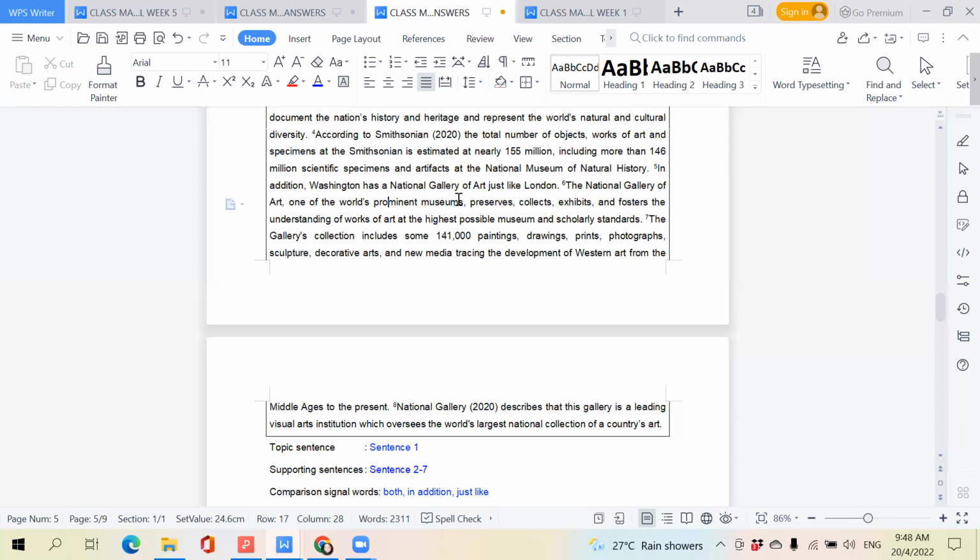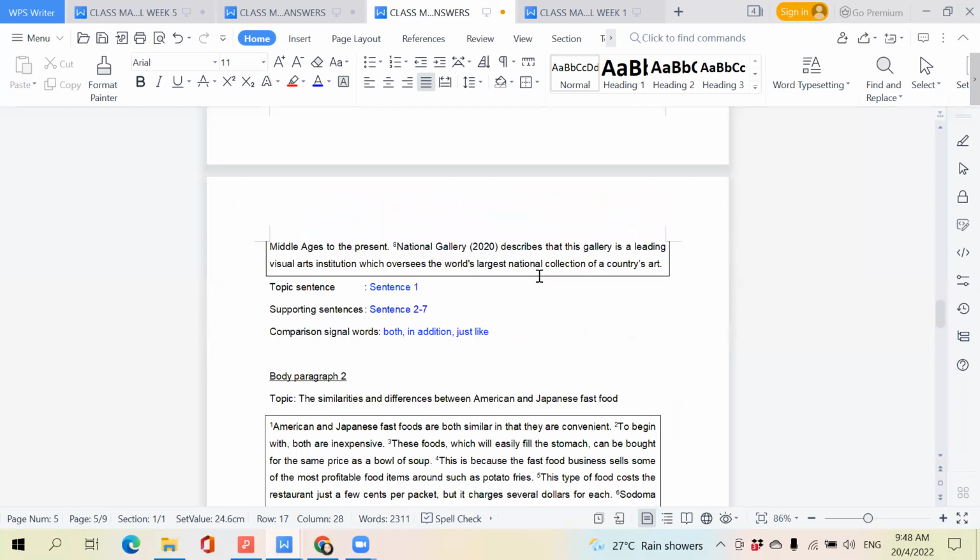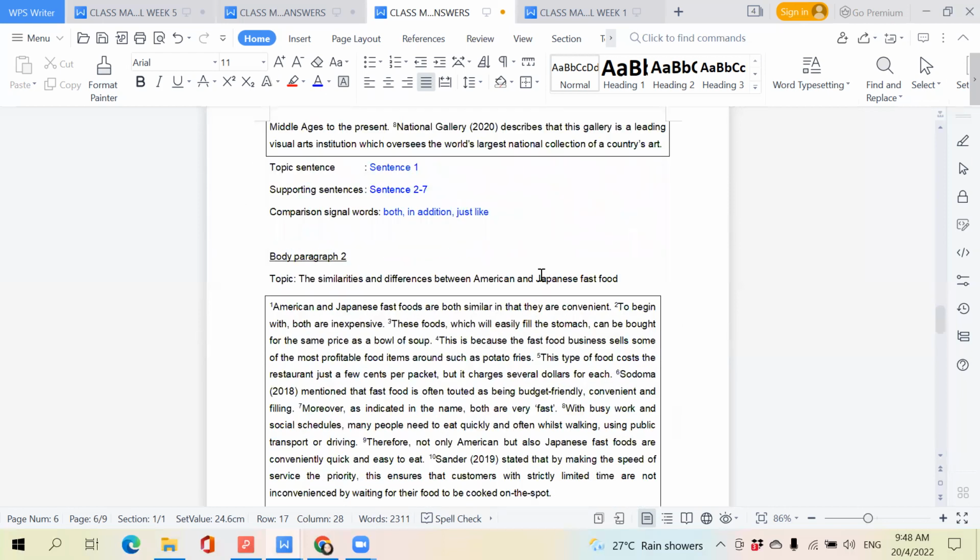Okay. Anyway, so from the essay also, you can find a number of comparison signal words. So bila saya kata comparison, that means you're talking about similarity. Ya. Do not get confused dengan differences. Yang itu kita tak sentuh lagi. Okay. So the comparison signal words that you might see here are both, in addition, just like. Okay. All right. Next. Sorry.